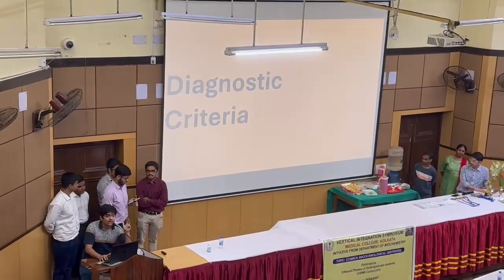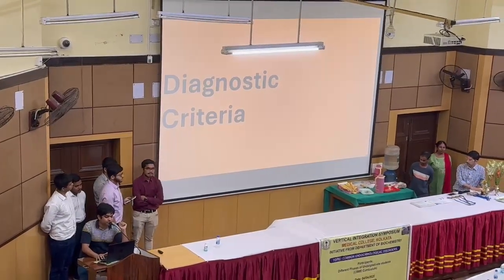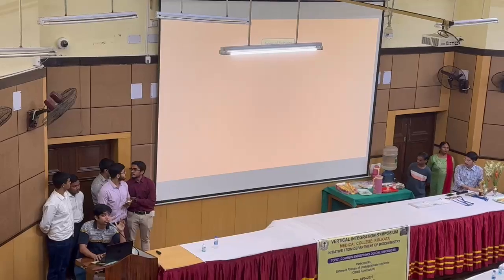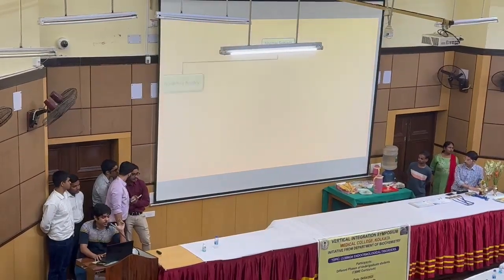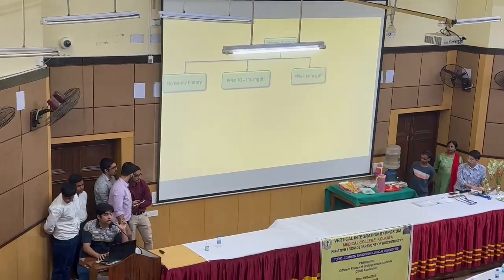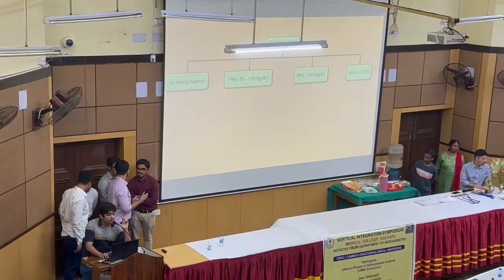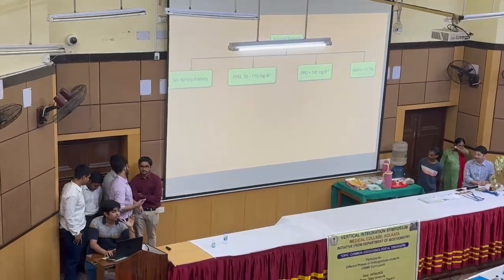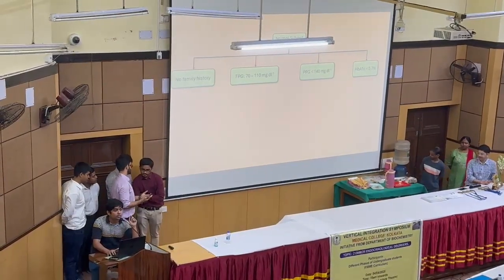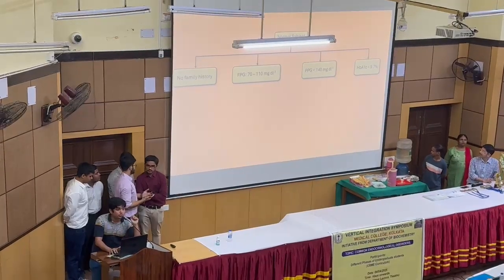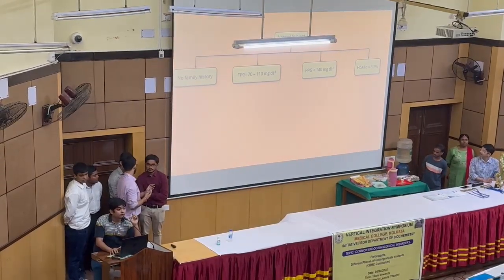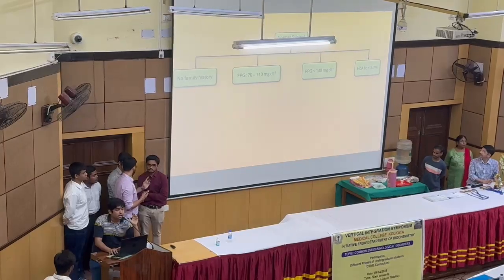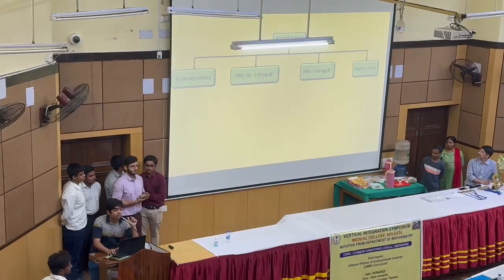Now we will talk about the diagnostic criteria of diabetes. First of all, we have to talk about a normal subject. In a normal subject, there must be no family history of diabetes mellitus. The fasting plasma glucose level must be between 70 to 110 mg per deciliter. The postprandial glucose level must be less than 140 mg per deciliter, and the HbA1c level should be less than 5.7%.